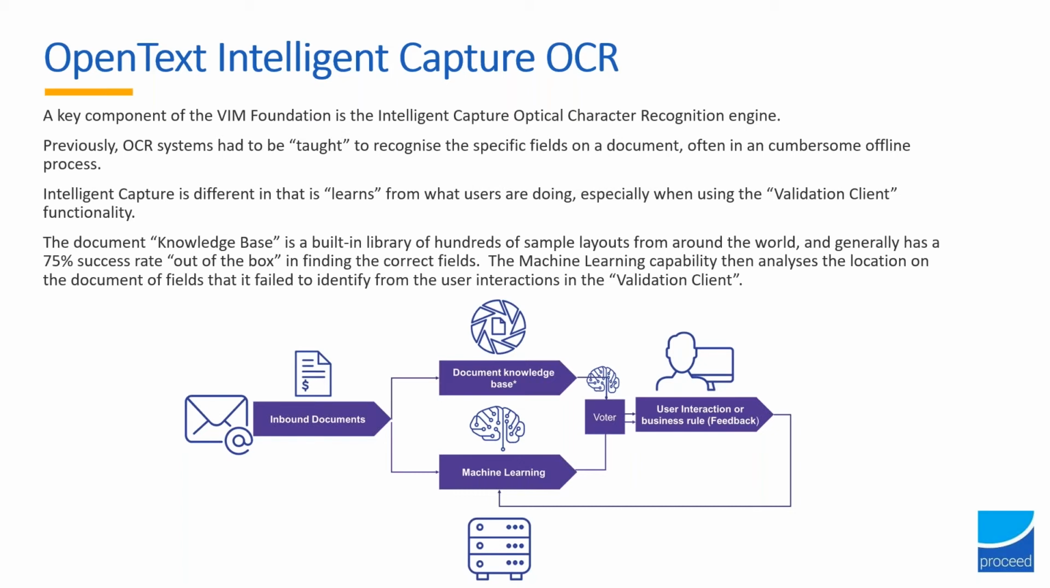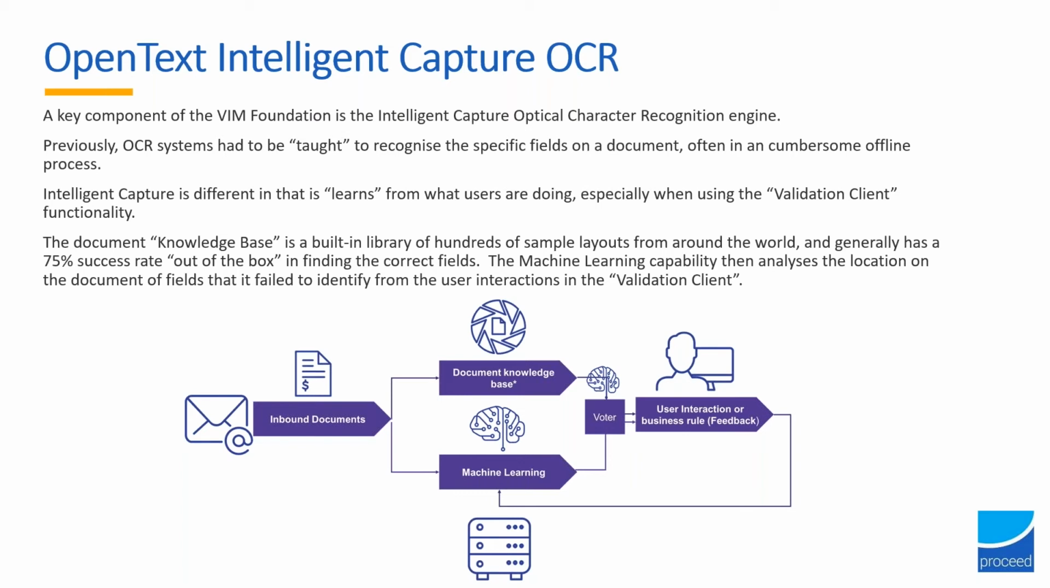Okay, and underpinning all this is what's called the document knowledge base, a library of hundreds of different document formats: the invoices, the sales orders, order confirmations, remittance, deliveries. OpenText have compiled these from countries all around the world, from various projects, to give us a repository of common formats for the different document types.